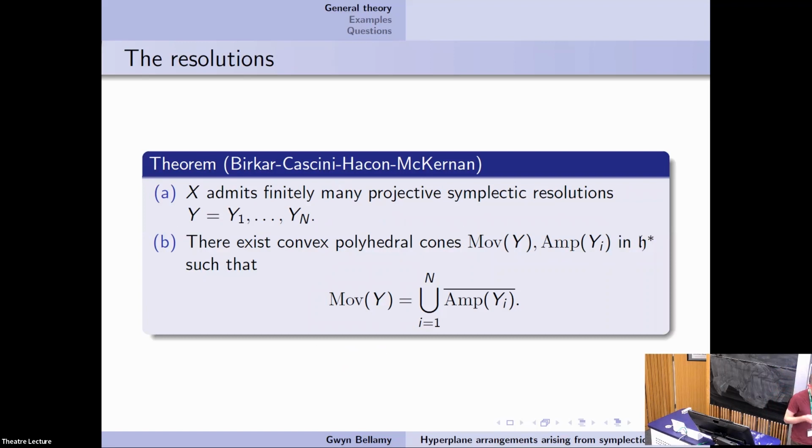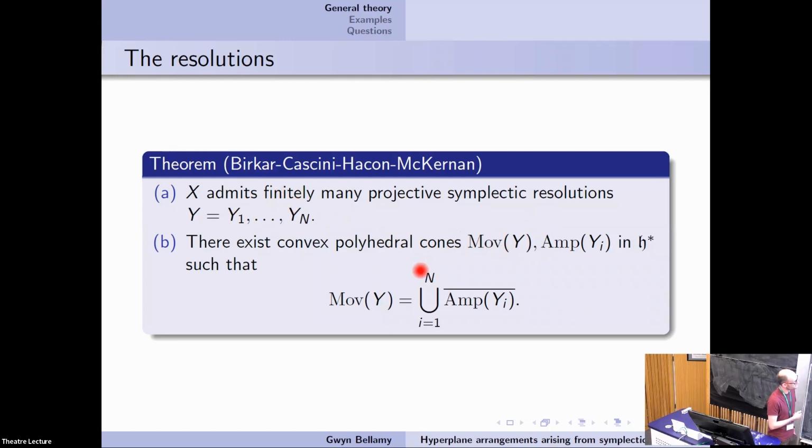Okay, so the first big theorem in this area is this result by BCHM, sorry. First of all, it's a sort of miracle that this X only admits finitely many symplectic resolutions. So in particular, it makes sense to ask how many symplectic resolutions these conic symplectic singularities have.